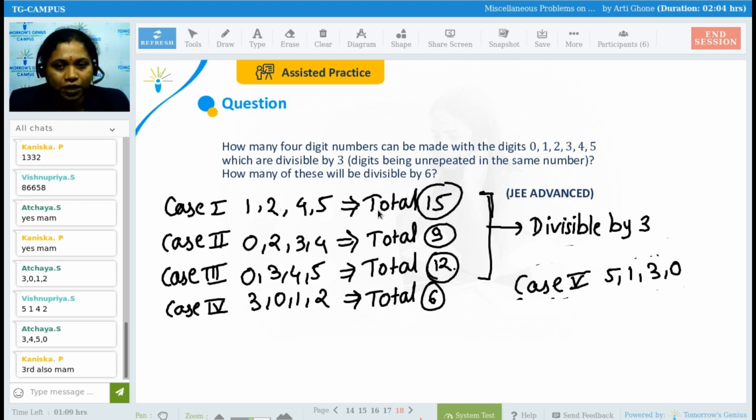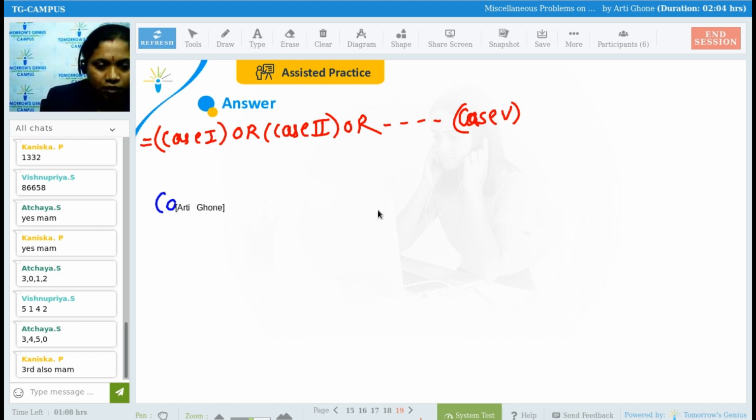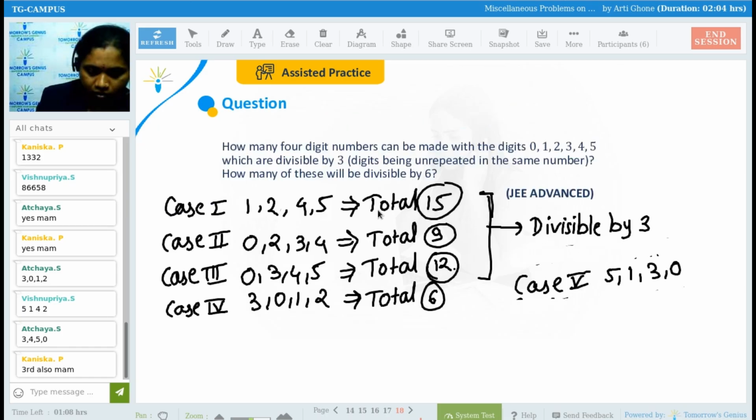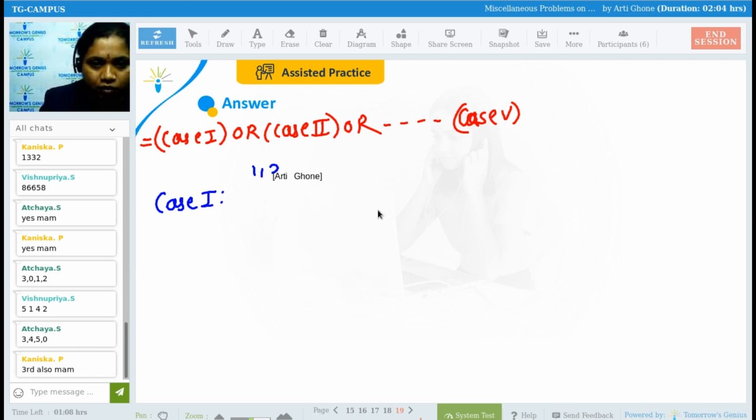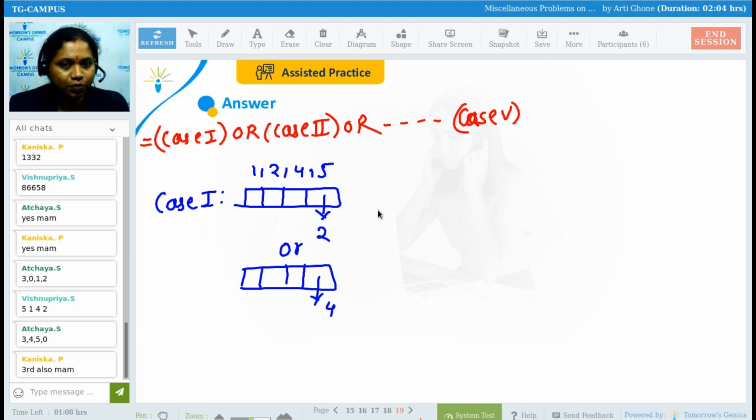Now let's talk about the next pattern. Digits are not being repeated. How many of these numbers will be divisible by 6? Now we have the digit sets which are divisible by 3 only. So how are we going to judge the numbers divisible by 6? I'm just solving for case 1, okay? Digits are 1, 2, 4, 5. The last digit is fixed with 2 or the last digit is fixed with 4. This is only applicable for case 1.